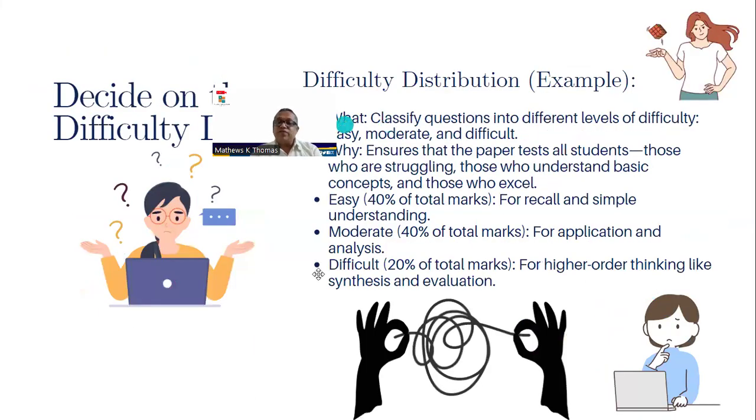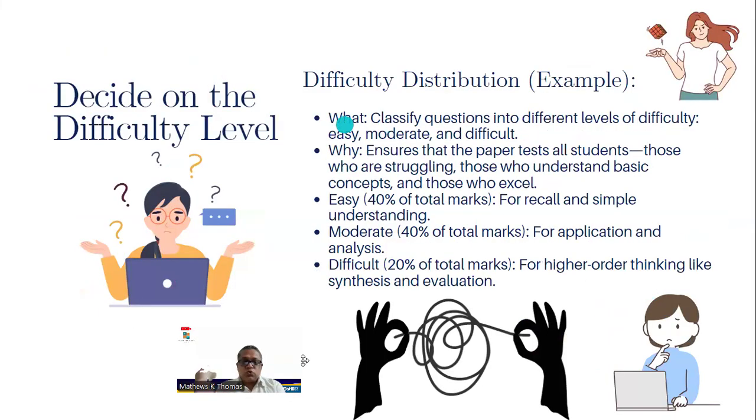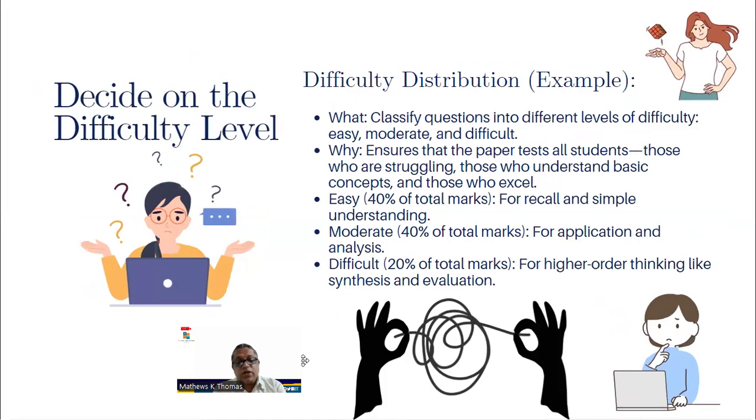Then next is the difficulty level. So many things are there. So first you are thinking about the percentage, marks, then the topics, and now comes the type of questions and the difficulty distribution. How many questions will be of easy category? How many will be moderate? How many will be difficult? How many will be very difficult? You have to assign a percentage for that.